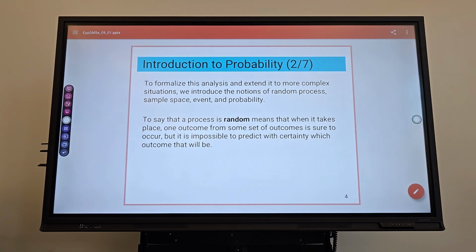Formalize this analysis and extend it to more complex situations. We introduce the notions of random process, sample space, event, and probability. To say that a process is random means that when it takes place, one outcome from some set of outcomes is sure to occur, but it is impossible to predict with certainty which outcome that will be.